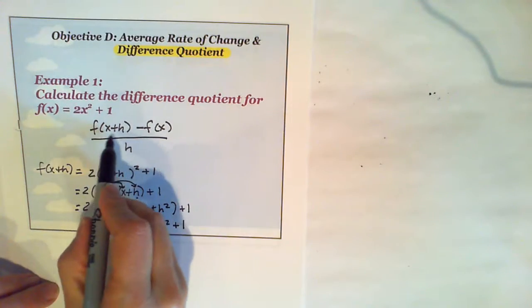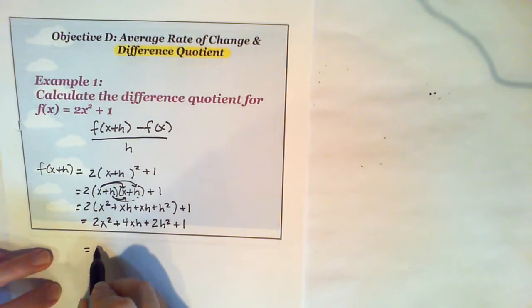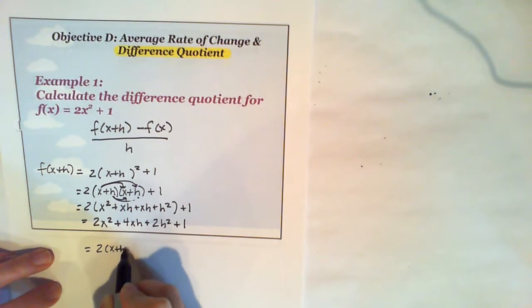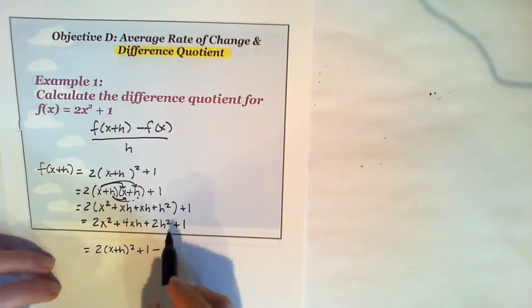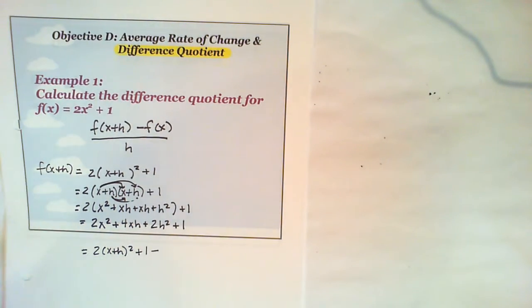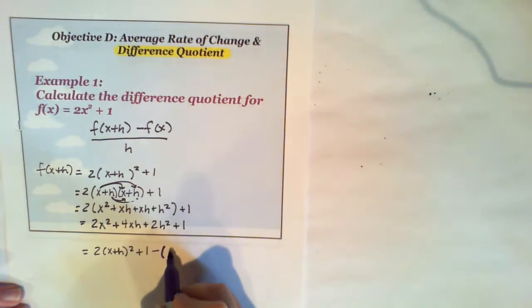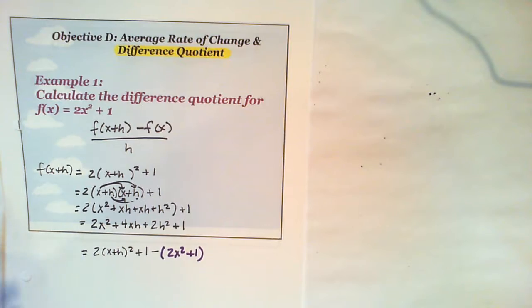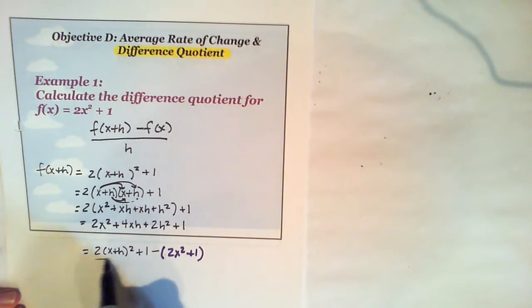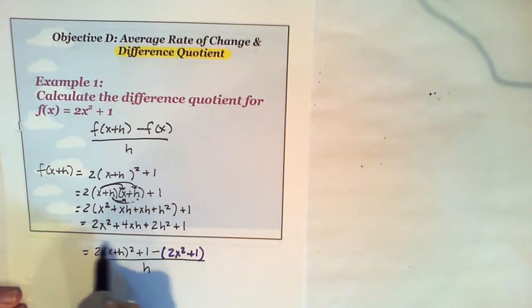So we would say f of x plus h minus f of x all over h. And I would write that as 2 times x plus h squared plus 1 minus, and I would recommend putting it in parentheses because you've got to make sure that you're subtracting the whole thing. So I'm going to change colors. 2x squared plus 1 all over h. So now we already simplified this part, which is f of x plus h right here.